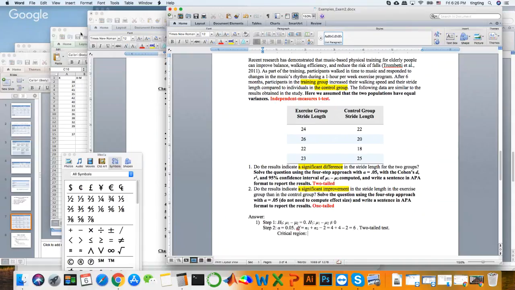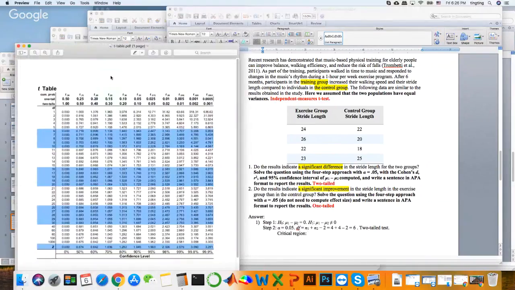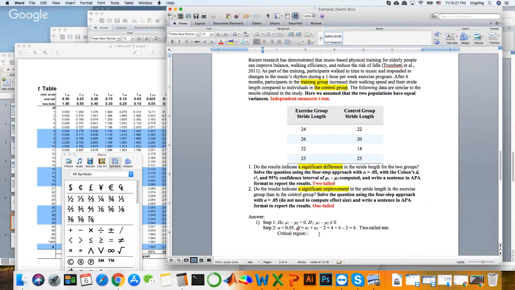So use the t table. Okay, df equals 6, two-tailed, 0.05. We have this number. It means the critical region should be t smaller than the negative of this number, and t greater than the positive of this number. It's our critical region. That's it.